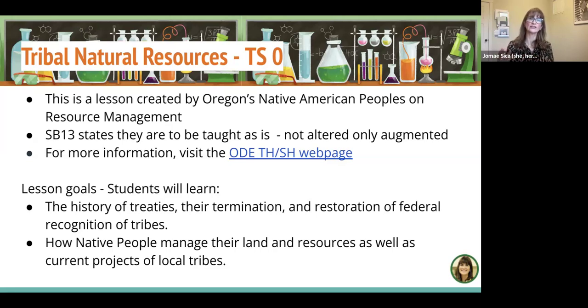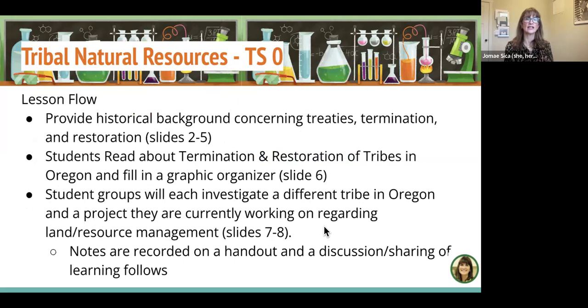And so there's a website that links to all the tribes. Certainly you would want to be looking at the ones that are in your particular area so that students can be learning about the work that's going on to do land and resource management. So the flow of the lesson is that first you start with that historical background, and then students go on to read about the termination and restoration of tribes, and there's a graphic organizer that accompanies that. And then students go to the website where they are investigating. One way of looking at how all the tribes are working and facilitating different projects right now is to have different groups look at different tribes throughout Oregon, look at what they're currently working on as far as land and resource management, and then share that back out with the group.